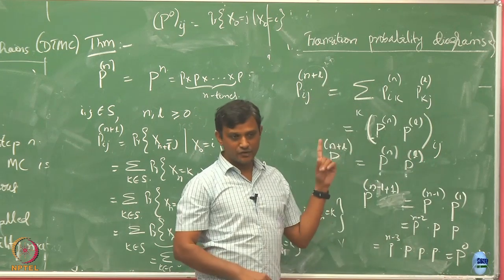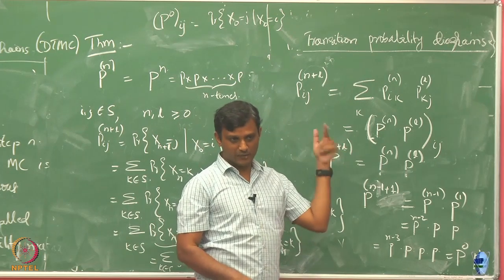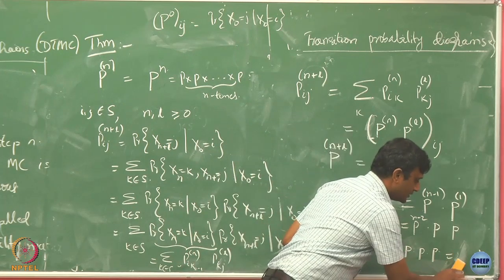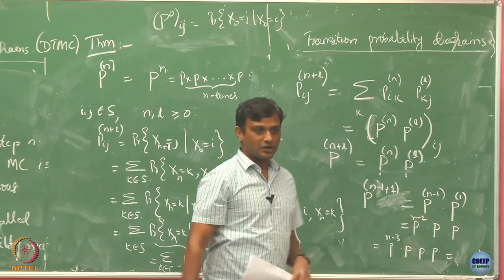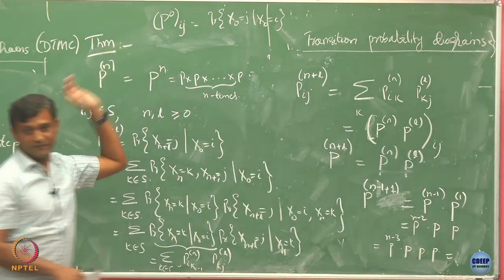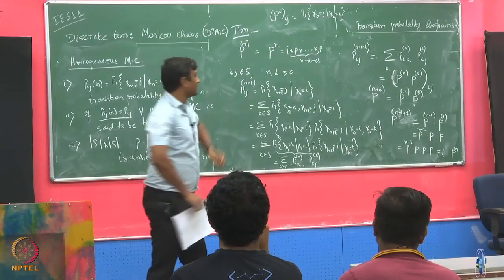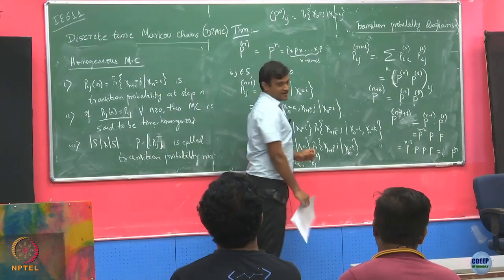In that case, when you end up with P of 1, you don't want to make it 1 plus 0, right? So in that case, you don't need to do this. You can just end up here, but I still want to define what is this P of 0. What is P of 0? You are going to define it as the identity matrix. Why?